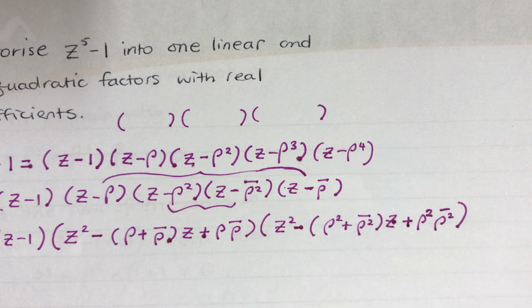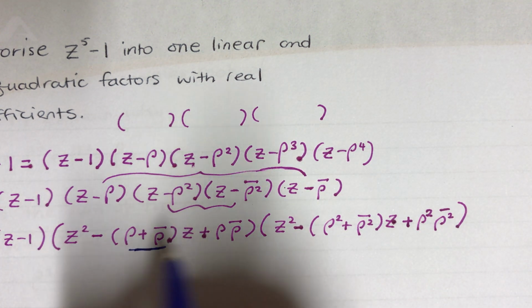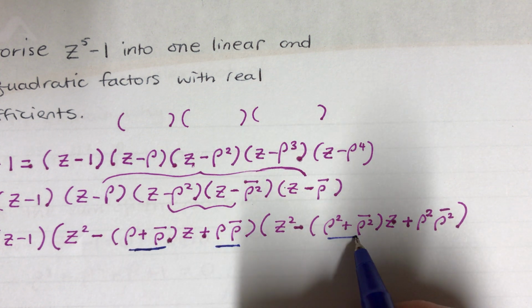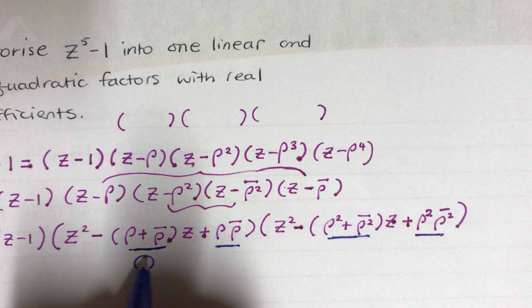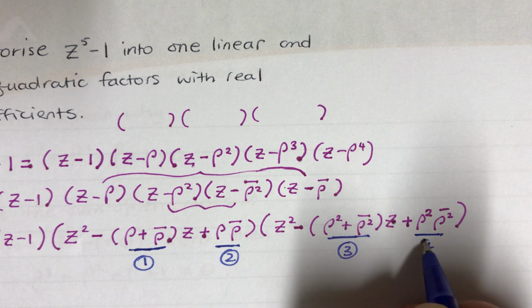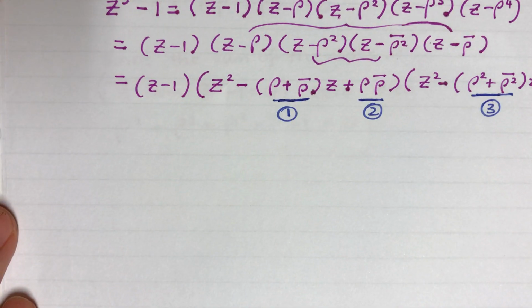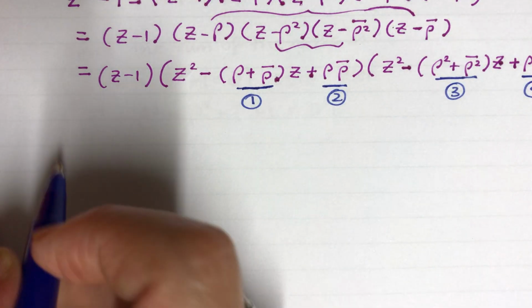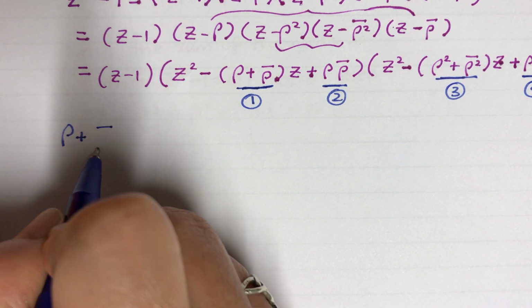So now we need to find what we can replace this with, so we're going to have to separate this. So I'm going to do 1, 2, 3, 4. Okay, so let's have a look. I'm going to push this one up. So let's deal with rho plus conjugate rho.